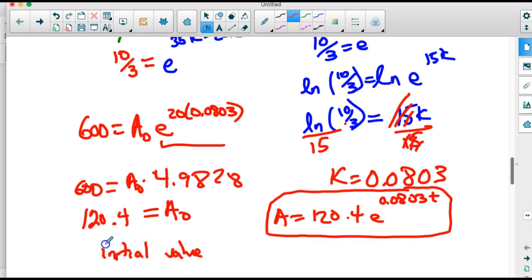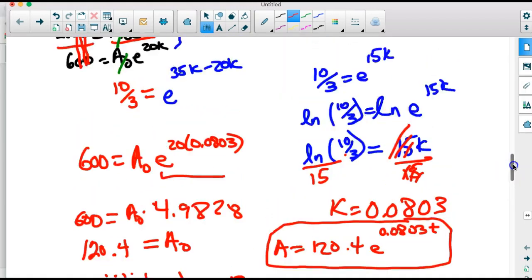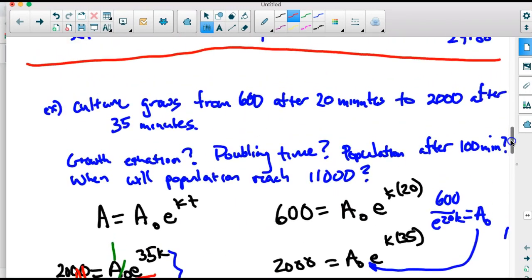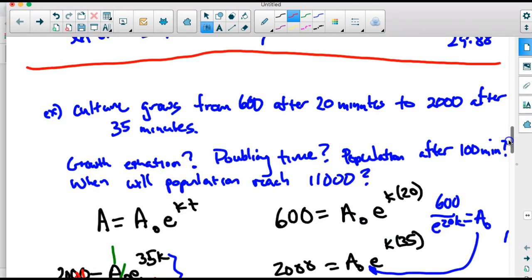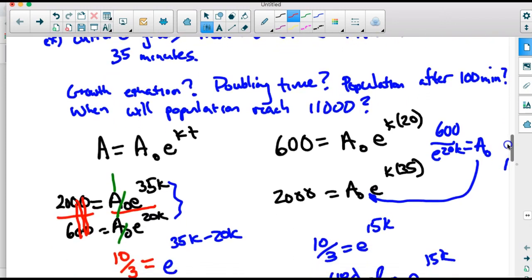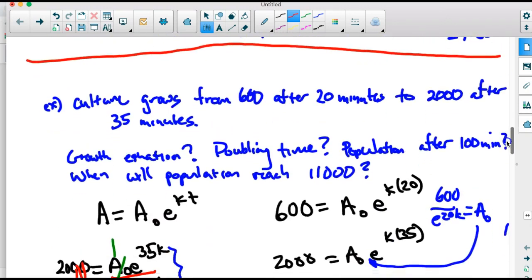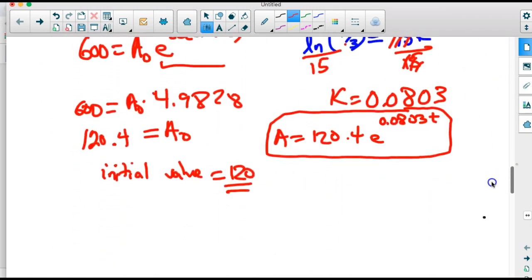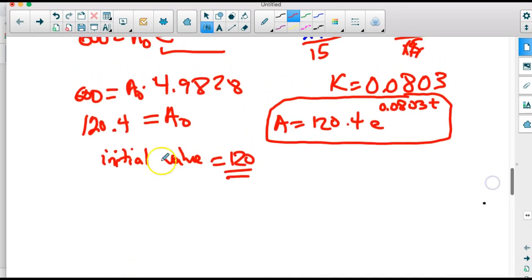I'm going to round down to 120 bacteria, or whatever this is. It doesn't say what it is. Let's see, we need to find our doubling time and how much it's going to be in 100 minutes. So let's see, we have answered this question.